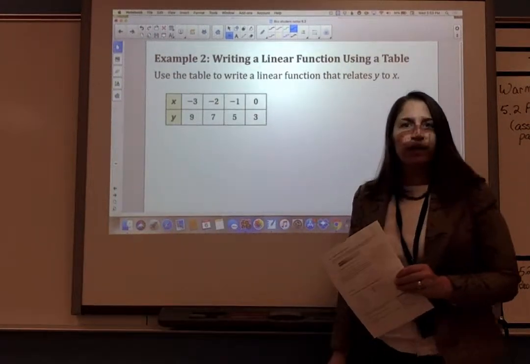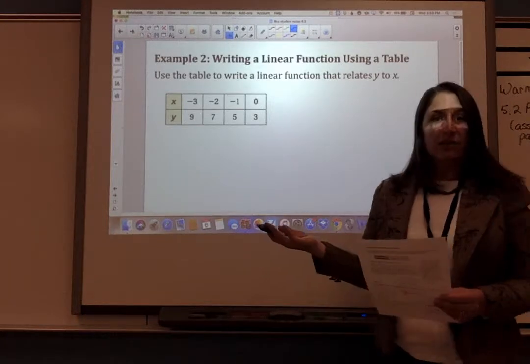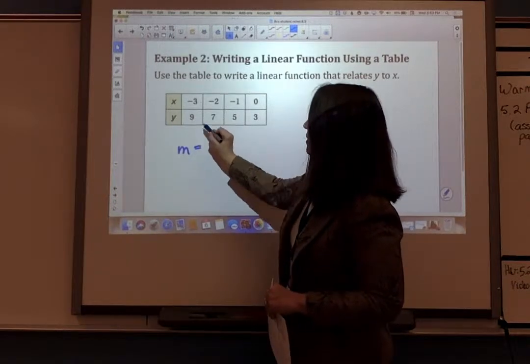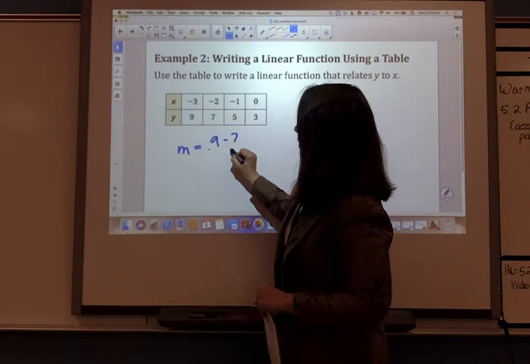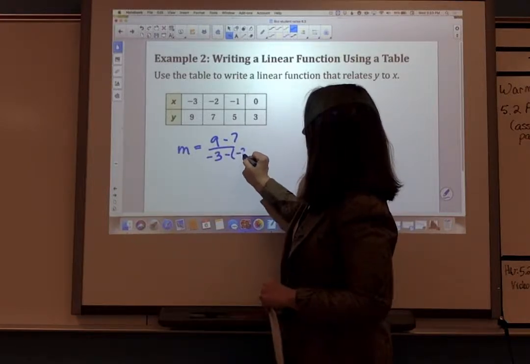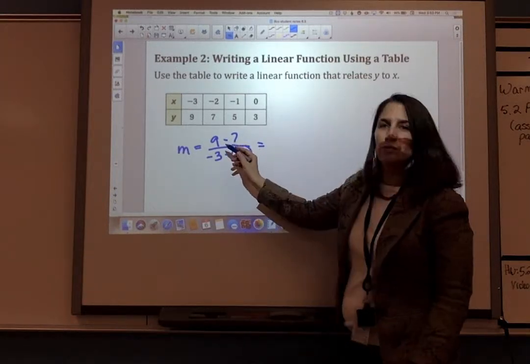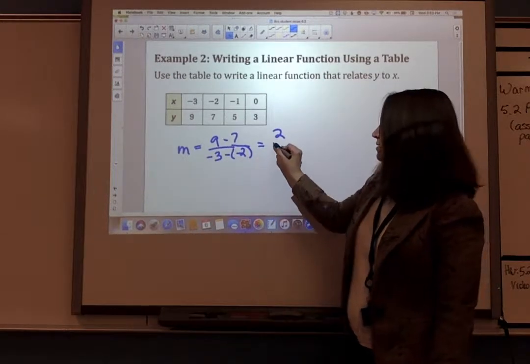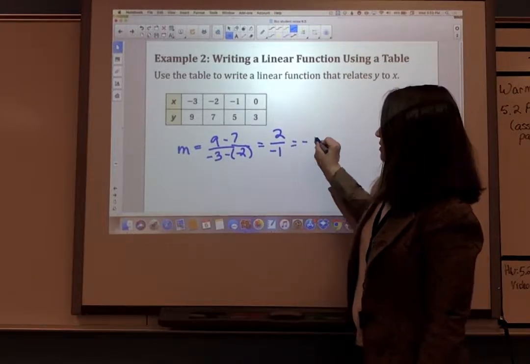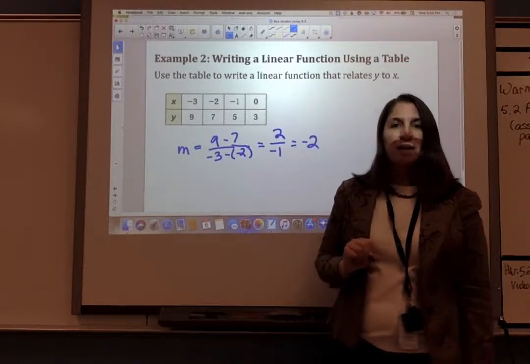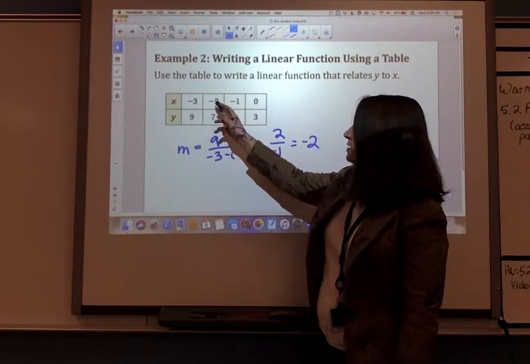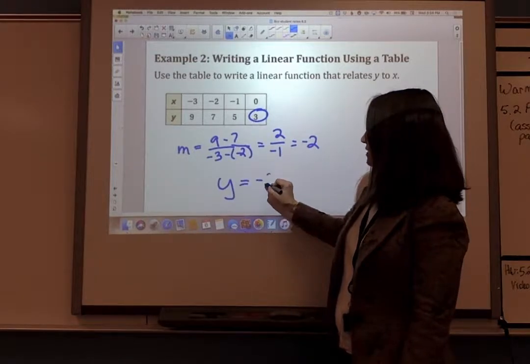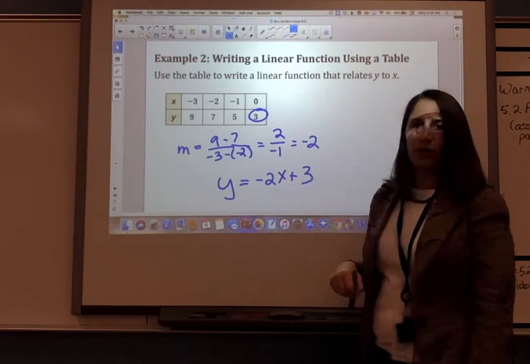We can also write a linear function using a table. So again, let's start by finding the slope. Our change in y here, I'm going to show the subtraction this time. We'll do 9 minus 7 and -3 minus -2. So 9 minus 7 is 2. -3 minus -2 is -1. So our slope is -2. Now we need the y-intercept. We see that when x equals 0, y is 3. So our linear function is y equals -2x plus 3.